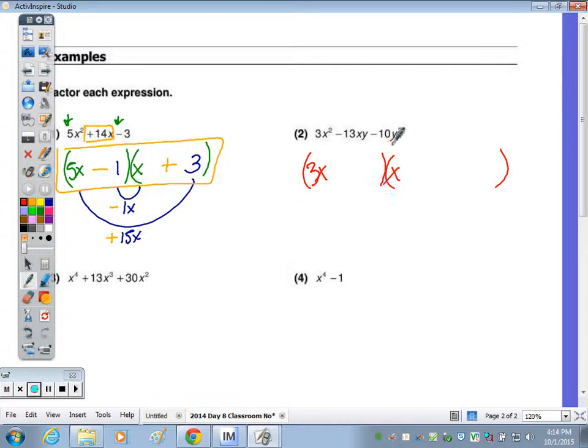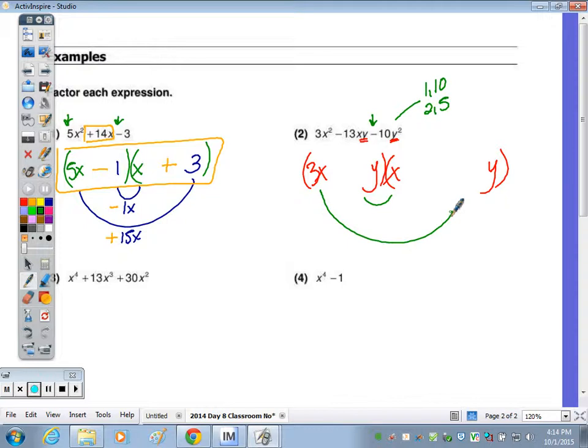Now, since I have y as a part of this trinomial as well, my terms in the parentheses, the binomials, are going to have y's in them as well. And in looking at it, I have a negative product, so signs are different. But I want to use the factors of 10, which can be 1 and 10, 2 and 5. Again, I want to do that little smile, big smile, to get the negative 13xy.